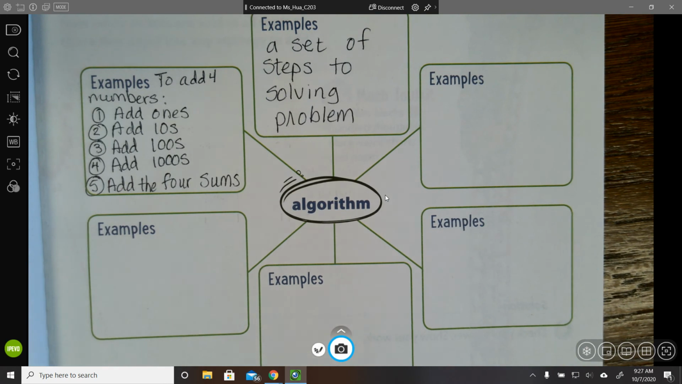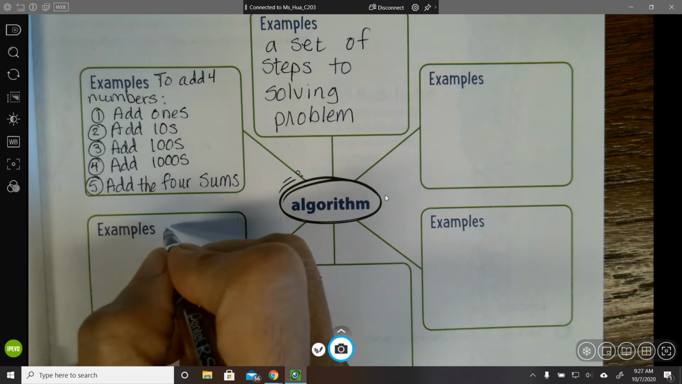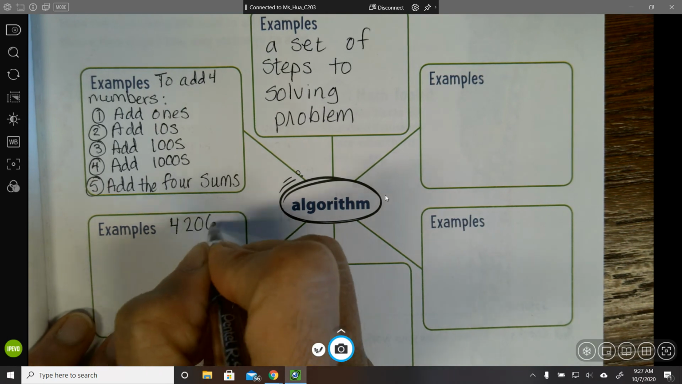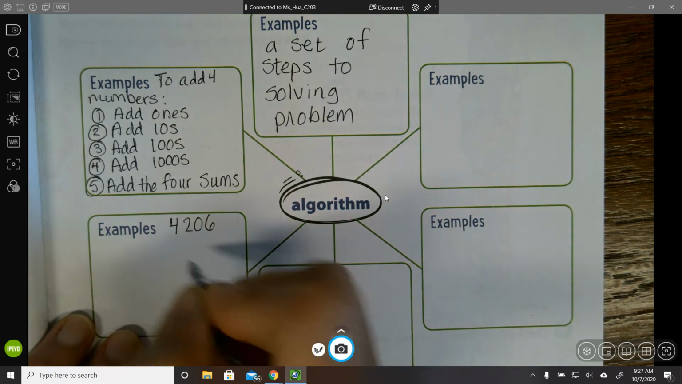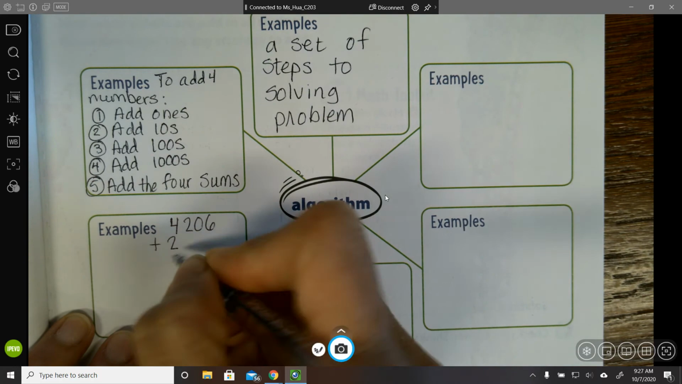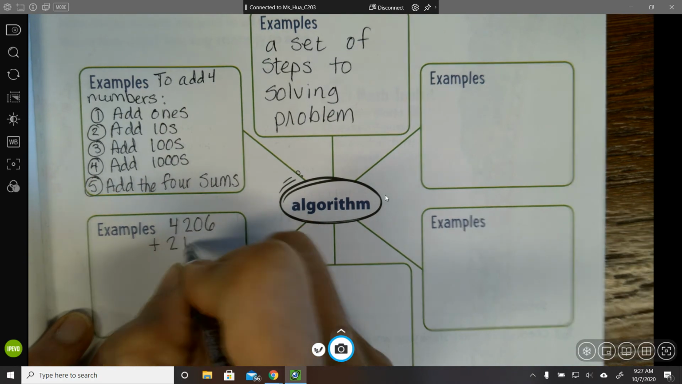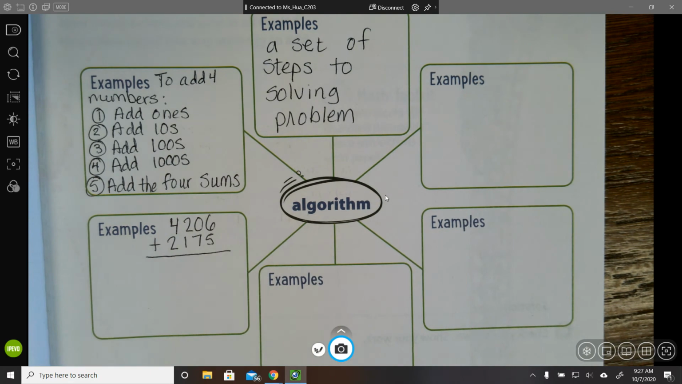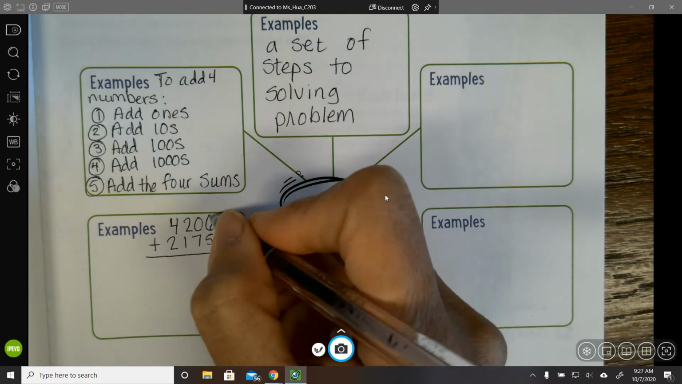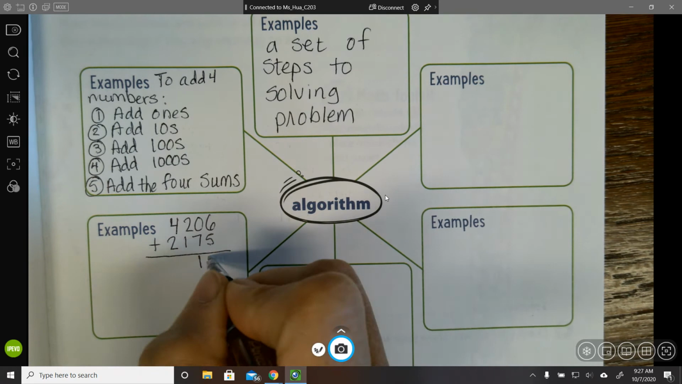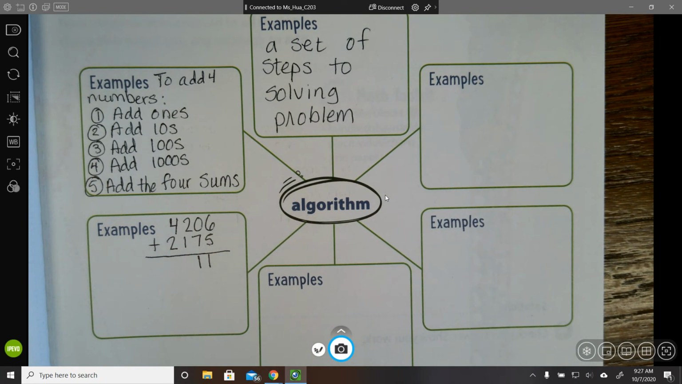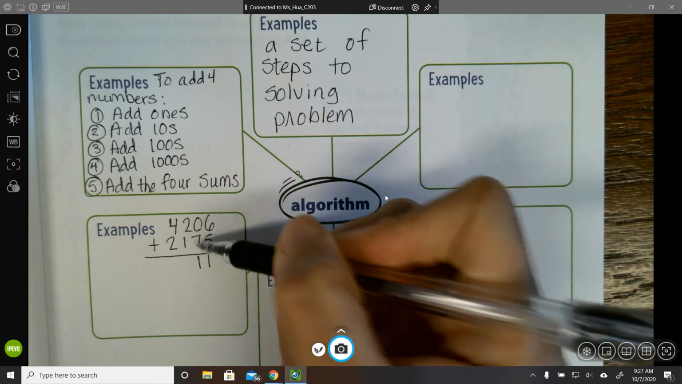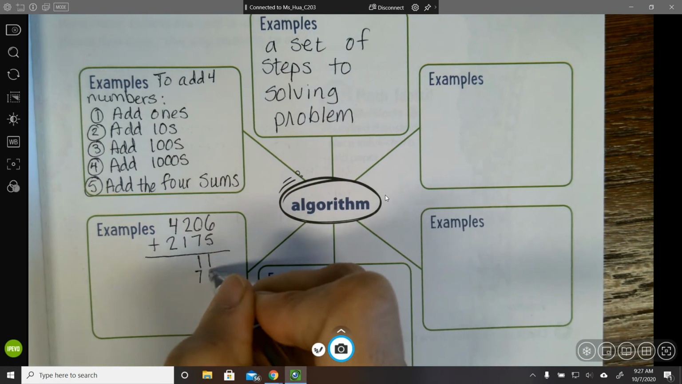Right? So for example, here's an example, 4,206. You add 2,175. You add the ones. 6 plus 5 is 11. And then you add the tens place. 0 plus 7 is 70. So this becomes 70.